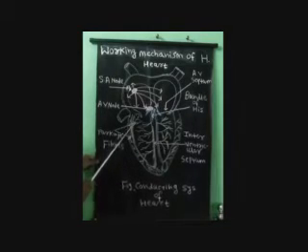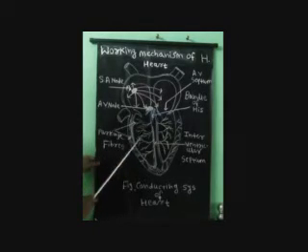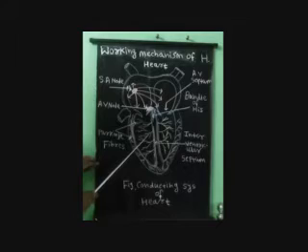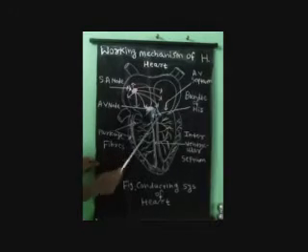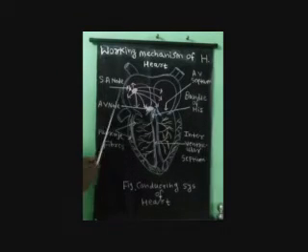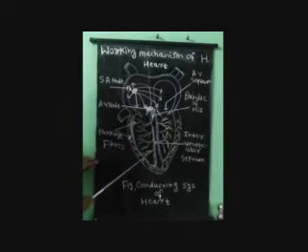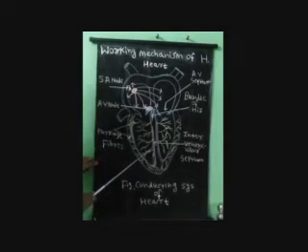Human heart shows systole and diastole alternately. A consequent systole and diastole constitute a single heartbeat. This single heartbeat is known as cardiac cycle.